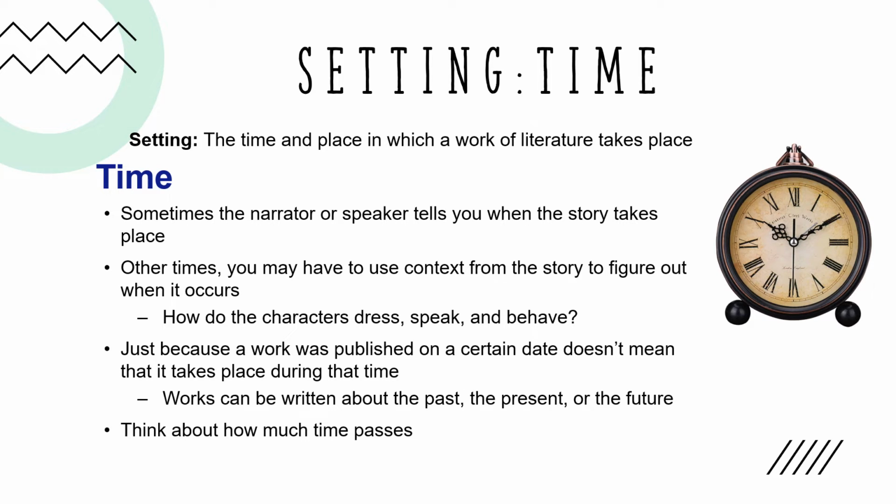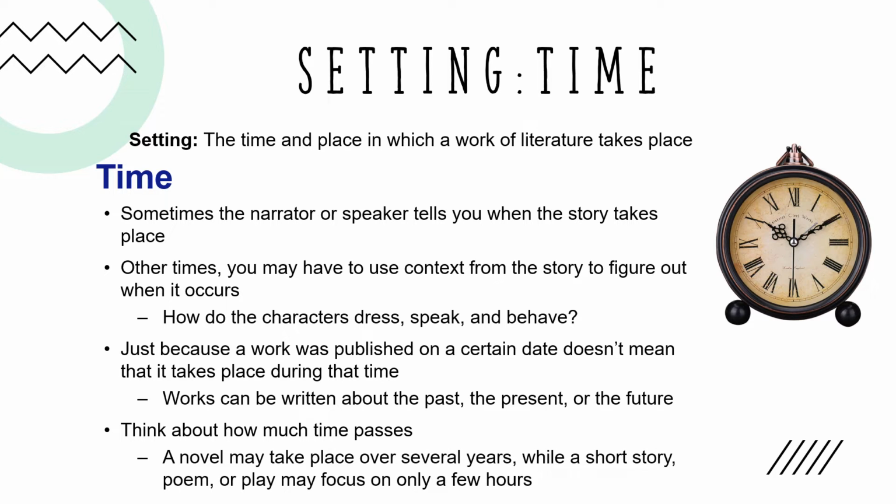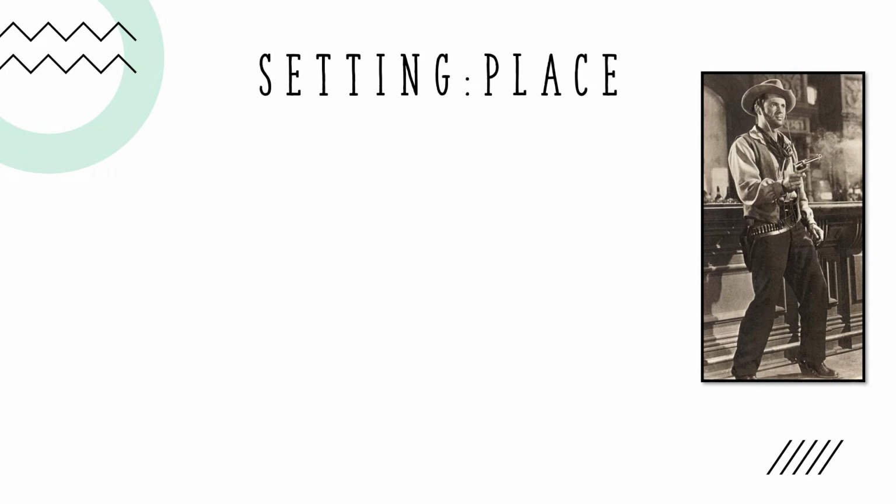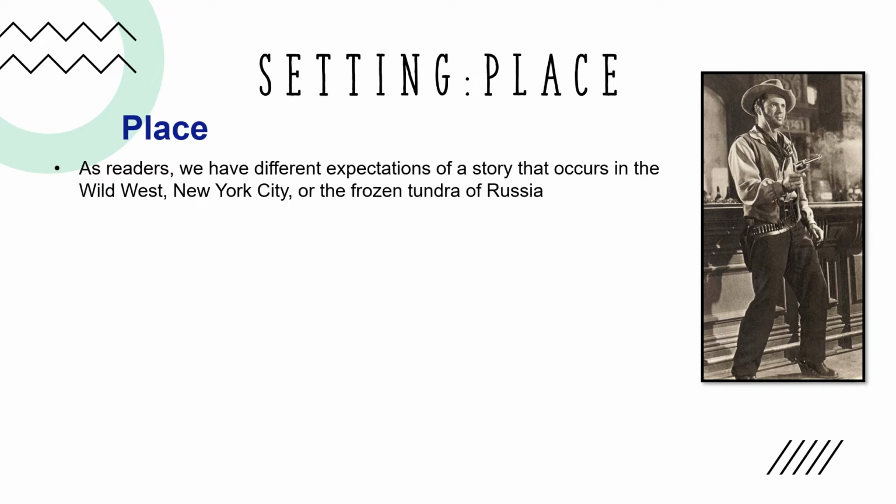Also think about how much time passes. A novel may take place over several years, while a short story, poem, or play may focus on only a few hours of the character's time. The setting also includes where a work of literature takes place. As readers, we have different expectations of a story that occurs in the Wild West, New York City, or the frozen tundra of Russia. The setting doesn't have to be a real place. It can also be fictional, such as a made-up town or a distant planet.